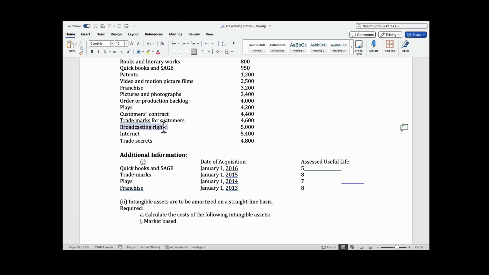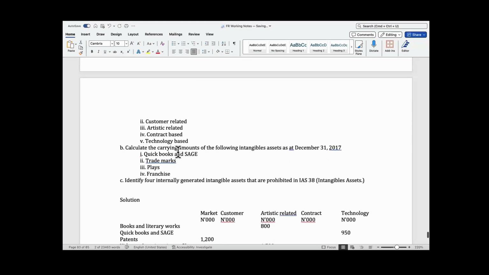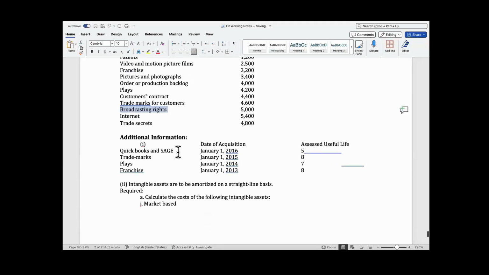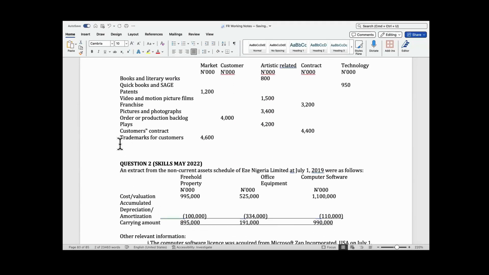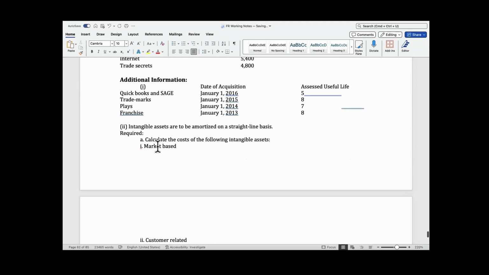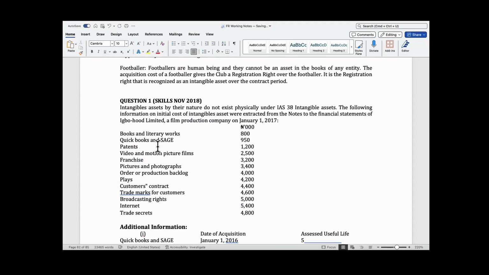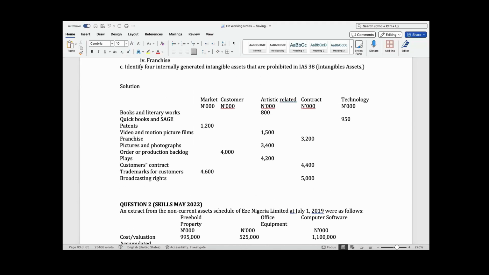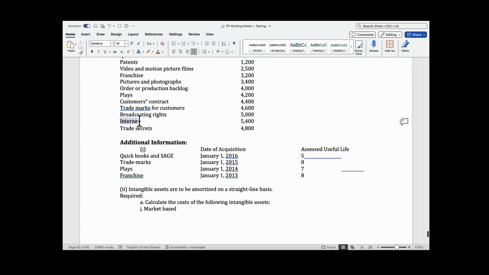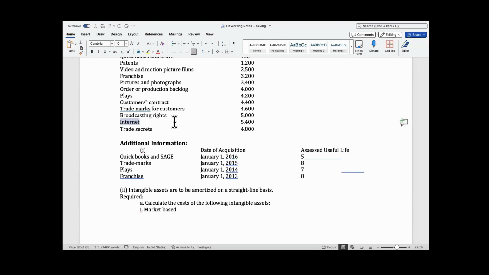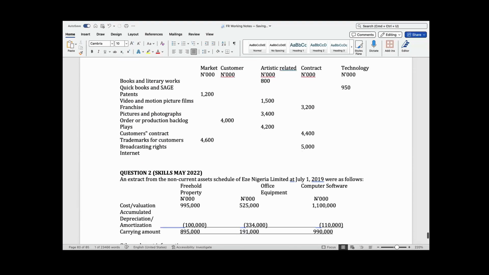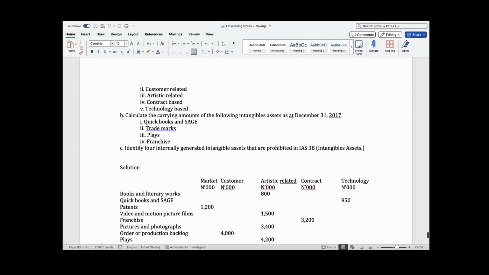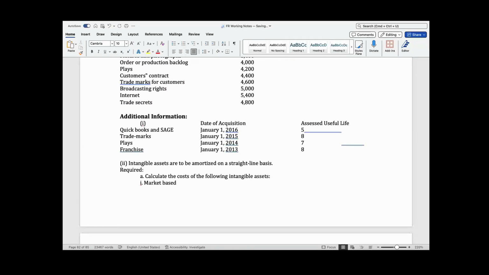How about broadcasting rights? 5,000. Right. Still market. Broadcasting rights. Contract. It looks very, for me, I want to go for contract. What about internet? Technology. I think everybody agreed to that, technology. And how much is it? 5,000.